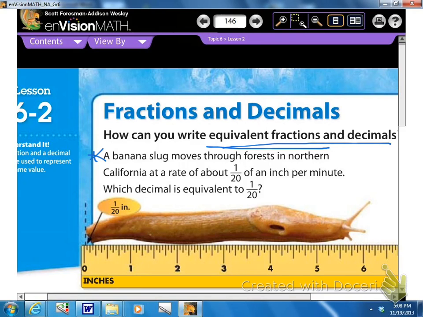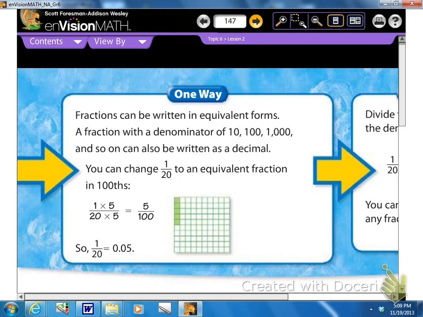A banana slug moves through the forest in Northern California at a rate of about 1/20th of an inch per minute. So we want to find out which decimal is equivalent or equal to 1/20th. Alright, look on page 147. Here's one way. Fractions can be written in equivalent forms, right? So we can write a fraction and then write another fraction that's equivalent to it.